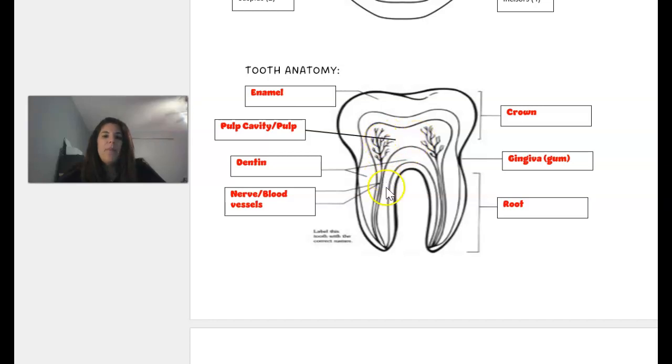And then within that pulp cavity is where your nerves and your blood vessels will sit. Your tooth is divided into this top part, which is called the crown, and then the bottom part, which is the root. And the dividing factor between the two will be your gingiva, or your gum. So where that gum line would be.